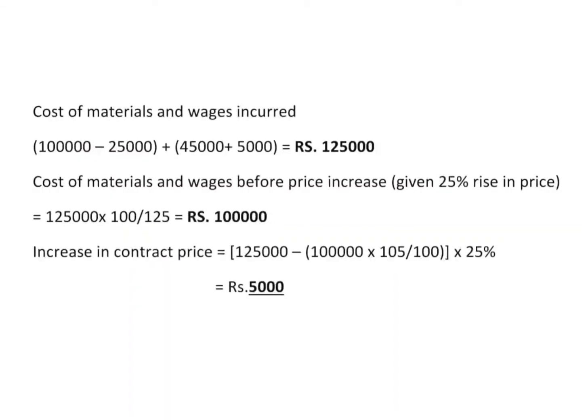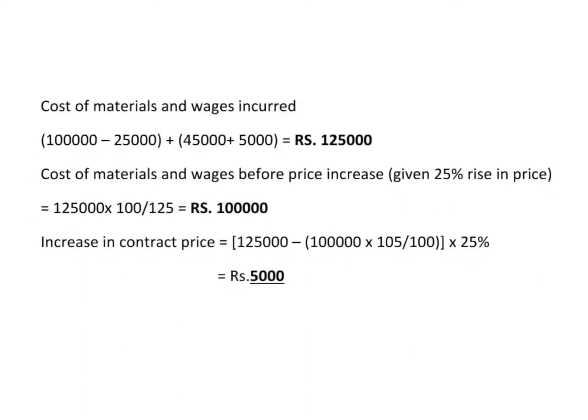The cost of materials and wages incurred. As per the question, the cost of material incurred was 1 lakh rupees and we have 25,000 value of materials left behind. So, net it is 75,000 plus 45,000 were the wages incurred plus 5,000 is your accrued wages. So, totally 1,25,000 you incurred. So, we have to calculate what is the price before this 25% increase in the raise of prices. In the question it was given clearly 25% there was an increase in prices. So, we have to calculate the value before this 25%.